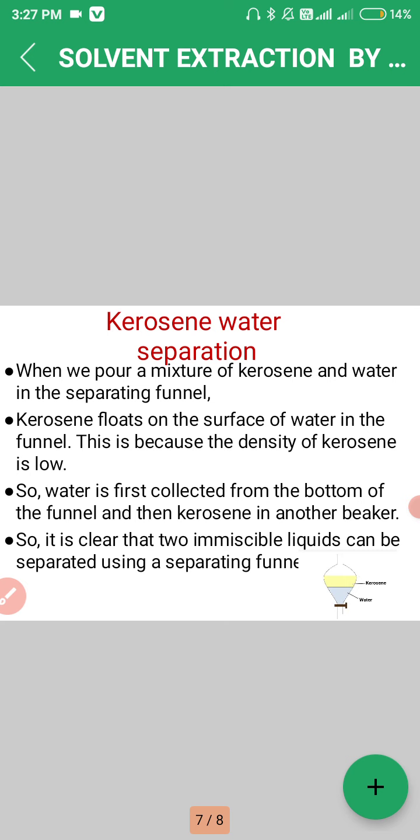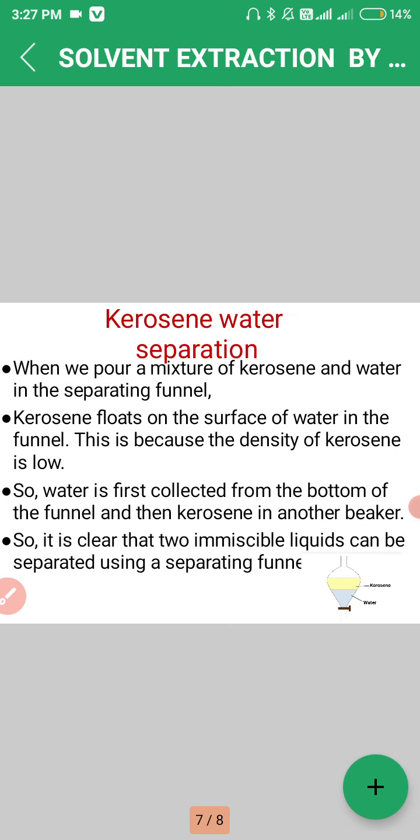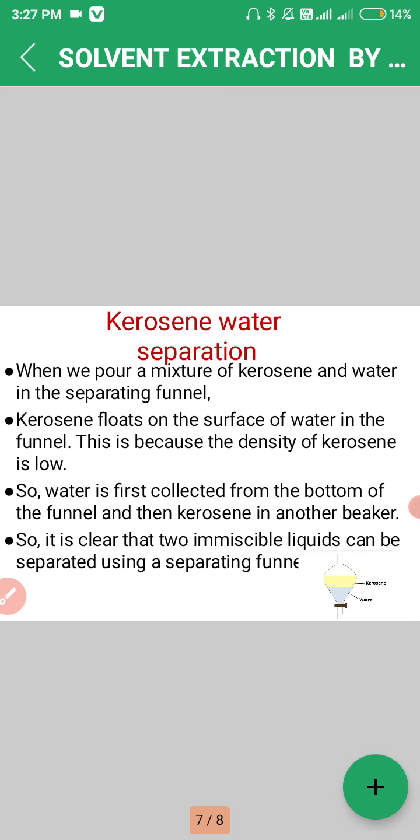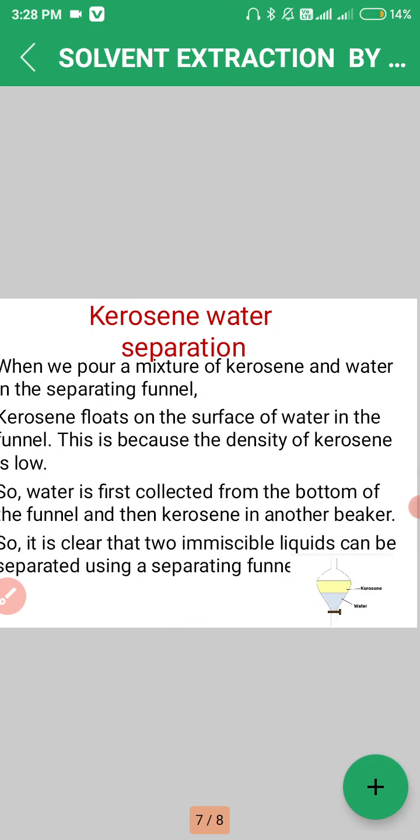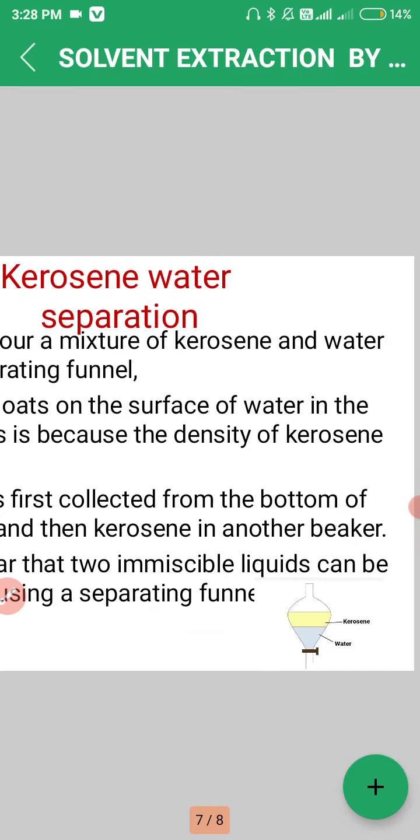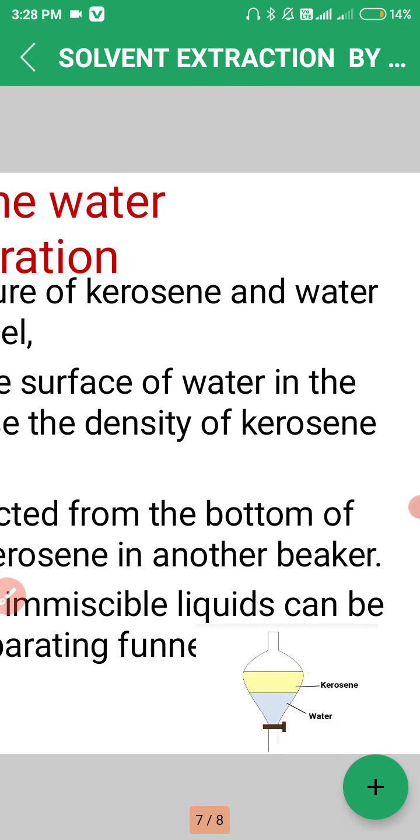So water is first collected from the bottom of the funnel and the kerosene in another beaker. So it is clear that two immiscible liquids can be separated using a separating funnel. See the picture: kerosene and water.